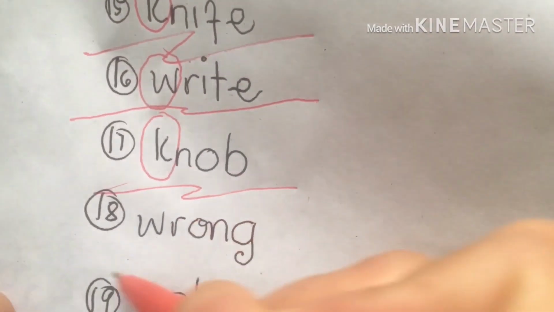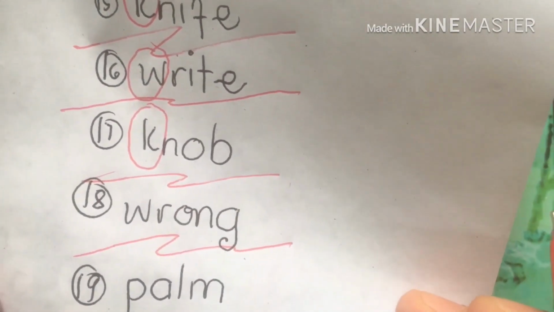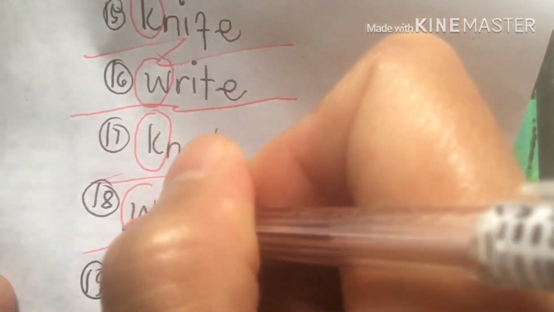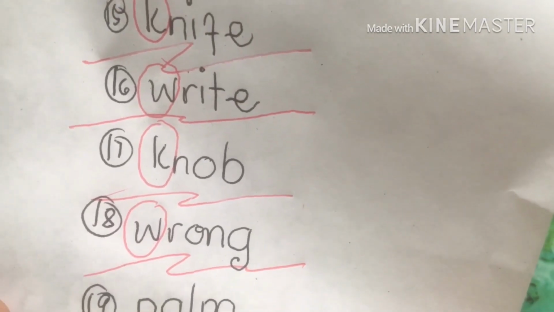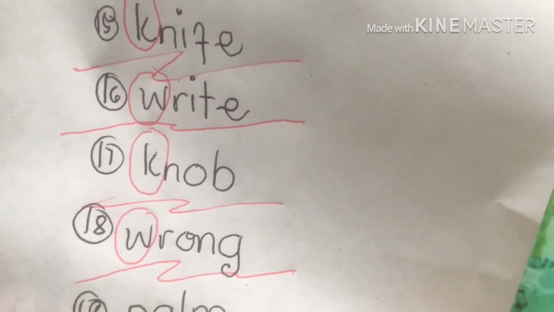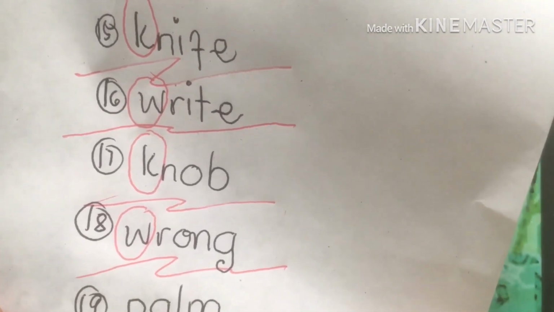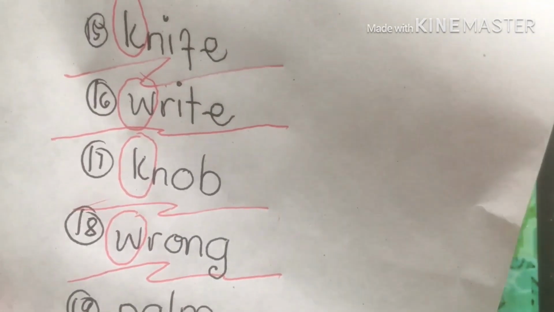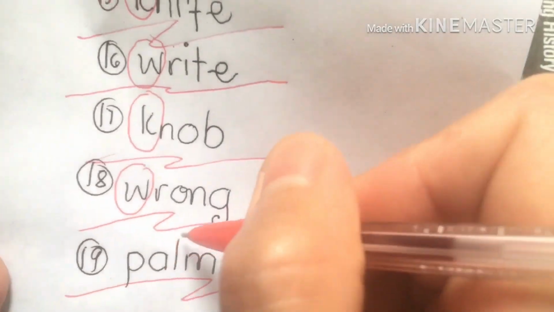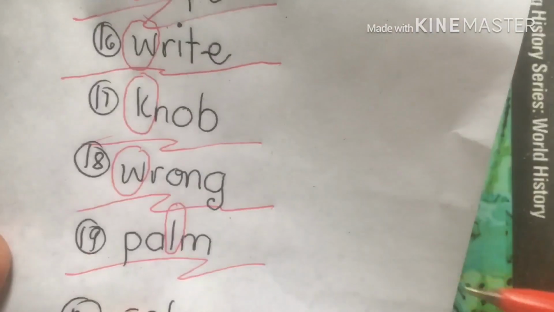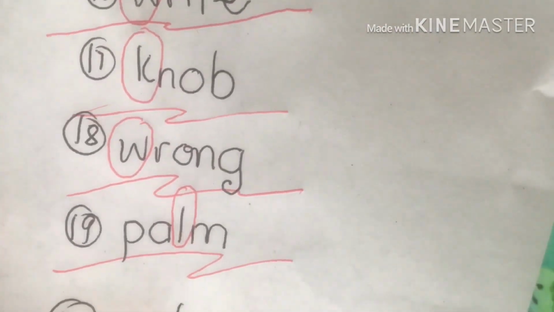Next, "wrong". When we say "your answer is wrong", remember, we can't emphasize the W, because the W is what we call the silent letter of the word. Next, "palm". We can't say "pal-m", it's "pahm". The silent letter is the letter L. It's not pronounced, but when we're going to spell it, it's included.